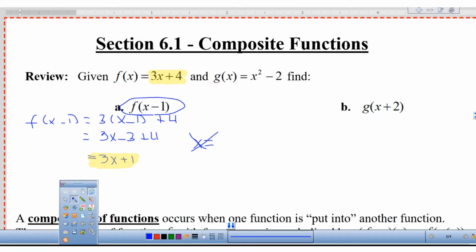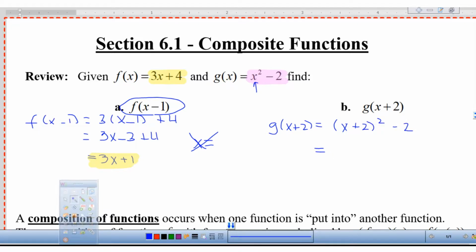Okay, here's question B. Find g of x plus 2. So the first thing I'm going to do is write down g of x plus 2 equals. Then I go right here into where it's highlighted pink, and right there where I see an x, I put in x plus 2. So in parentheses, I have x plus 2, and it's squared minus 2.